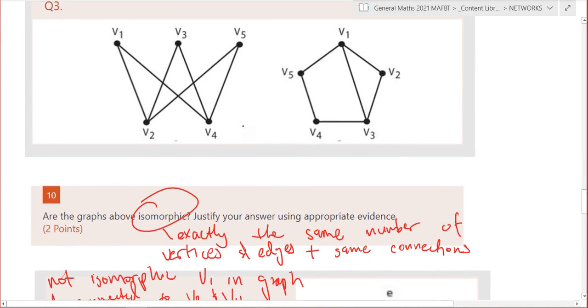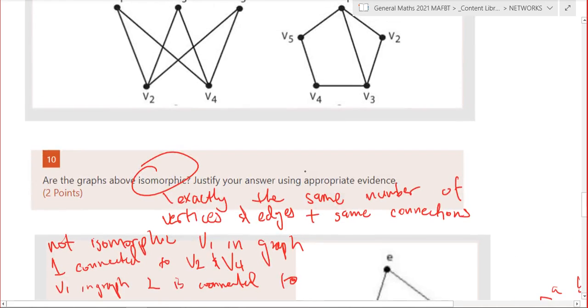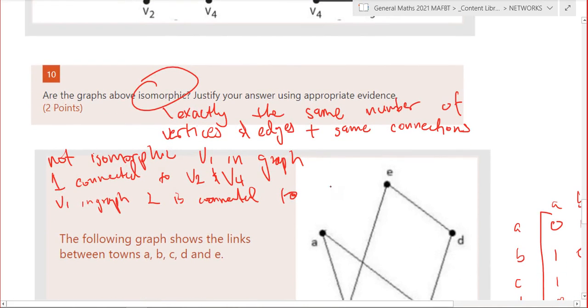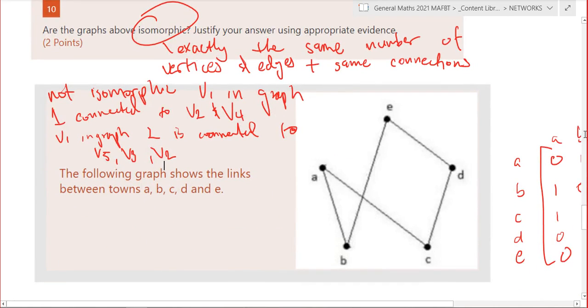V4. And then that in a V1 in graph 2 is connected to, hopefully this doesn't get confusing because it's in here, I'm so sorry, V5, V3 and V2. Okay, so they have to have the same connections, and because it's not connected to the same vertices, it's not isomorphic. Okay, hope that's made sense to you guys.